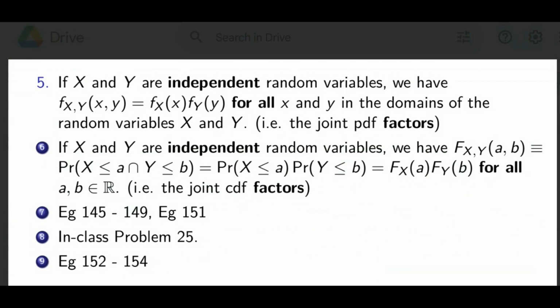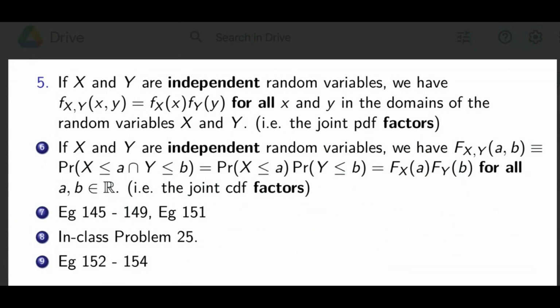And not just their joint density, even their joint CDF factors. And that makes sense. If X and Y are independent, knowing that this has happened and this has happened should have no bearing on them happening on their own together. This does its own thing. This does its own thing. Whether they're doing it together or not, they're independent.